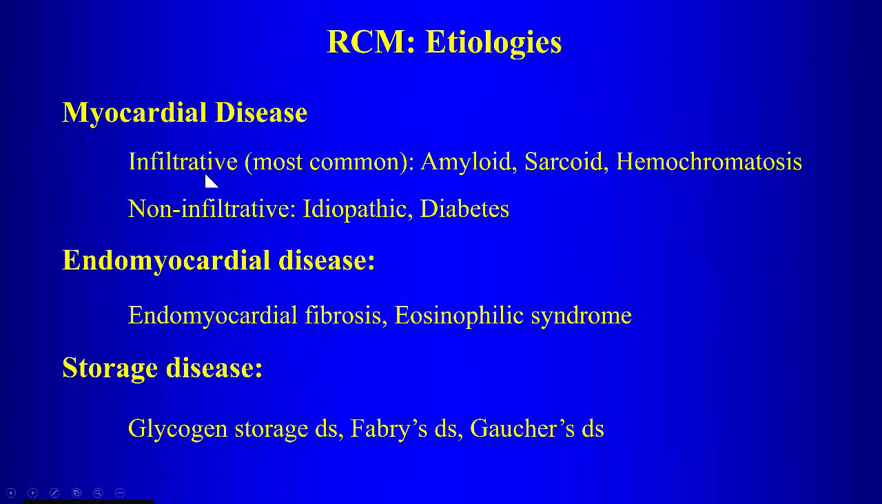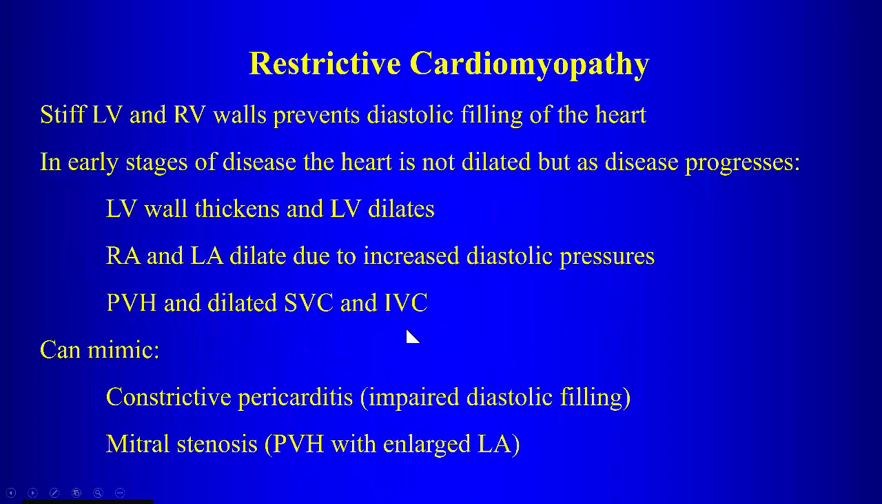So these are some examples of infiltrative causes of restrictive cardiomyopathy: amyloid, sarcoid, hemochromatosis, and non-infiltrative causes such as idiopathic and diabetes. Then there are some other things like storage diseases. We've talked about Fabry's, and then some other disorders that might also result in abnormal compliance of the left ventricle that can cause restrictive cardiomyopathy.